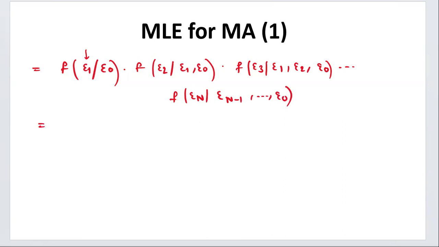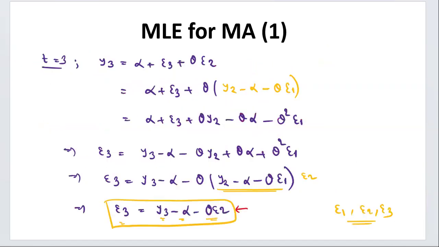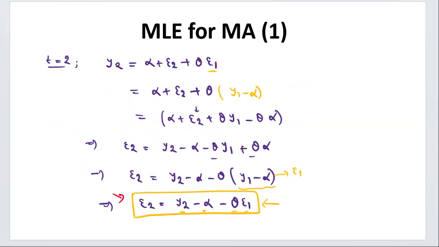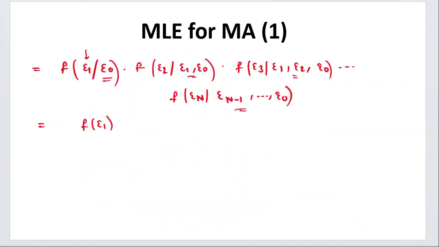And if you take this, then you will have the given portion. We have already derived what these values will be. So epsilon 1 is independent of epsilon naught. Epsilon 1 is y1 minus alpha, so the given epsilon naught will not be there. There is no role of epsilon naught after deriving epsilon 1. So this goes into epsilon 2, and this goes on up to epsilon n, right? Okay.